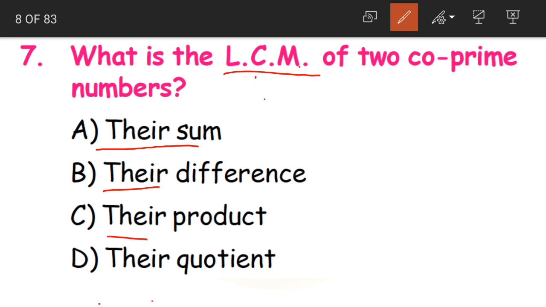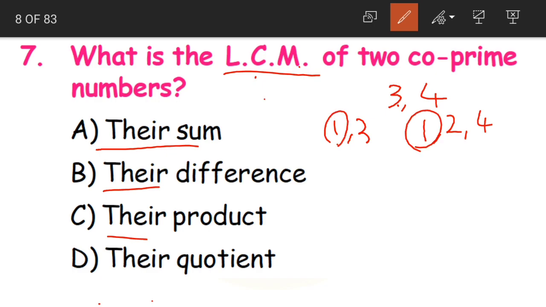Now how to solve this? Take any two co-prime numbers. For example, say, what can we take? 3 and 4. Are these two co-prime numbers? Yes, these two are co-prime numbers. The factors of 3 are 1 and 3. The factors of 4 are 1, 2 and 4. Only 1 is their common factor.